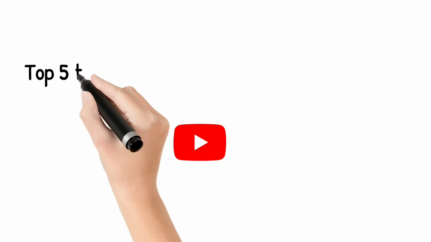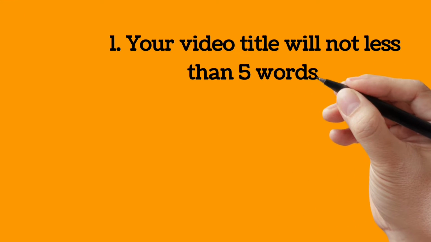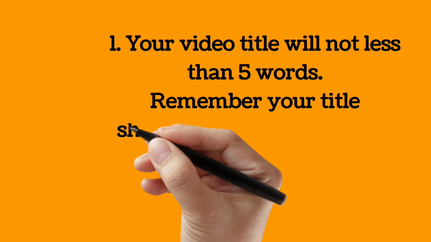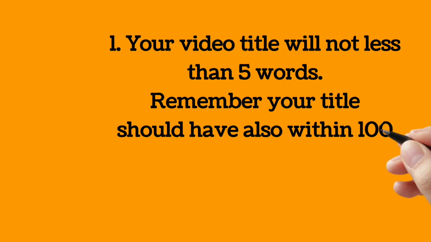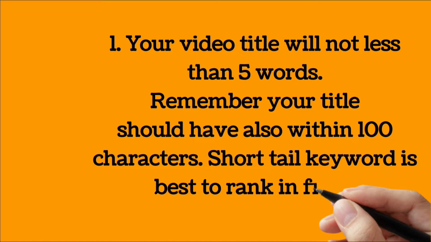Top 5 tips for making perfect titles for your YouTube channel videos. Your video title should not be less than 5 words. Remember your titles should be long and also within 100 characters. A short tail keyword is best to rank first.